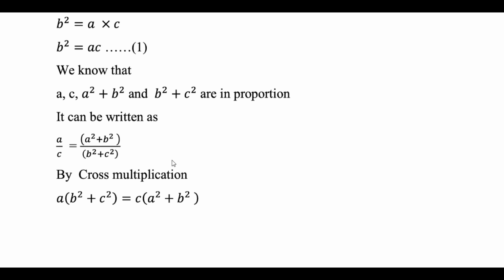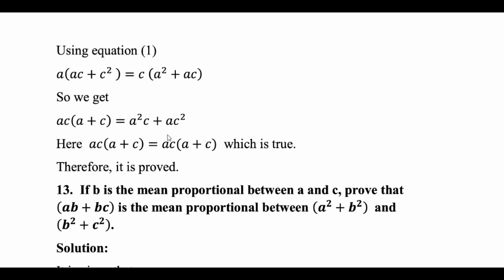After that, the cross multiplication. Using equation 1, A into AC plus C square is equal to C into A square plus AC. So we get AC into A plus C is equal to A square C plus AC square. So here AC into A plus C is equal to AC into A plus C, which is true. Therefore it is proved. So this is the way we can prove.